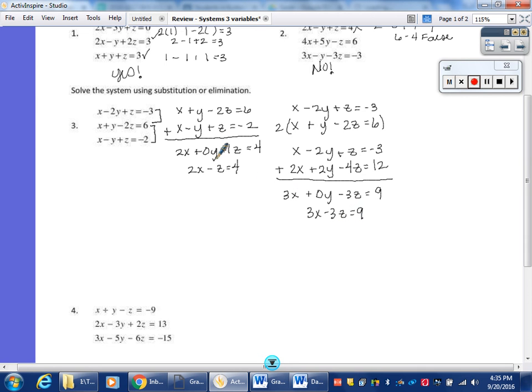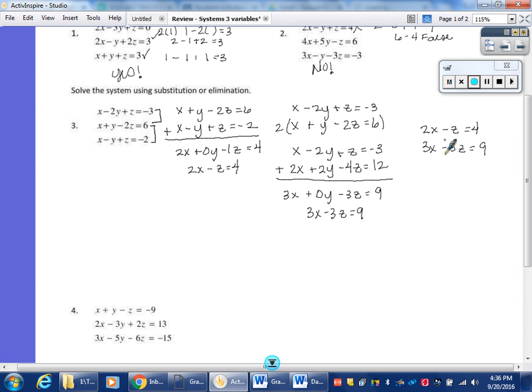And so now I have this equation here that has an x and a z in it, and this equation here that has an x and a z in it. And so what I can do is use those two equations and eliminate one more variable. So 2x minus z is equal to 4, and 3x minus 3z is equal to 9. I'm going to eliminate the z just because it only requires doing multiplication once.